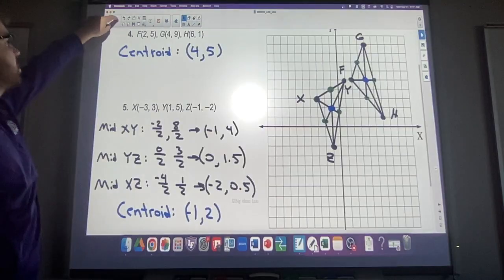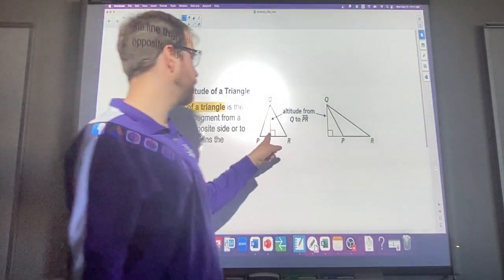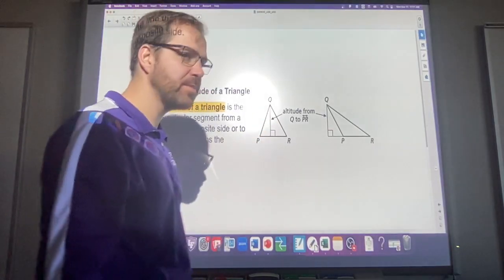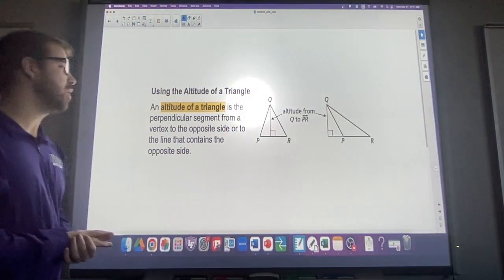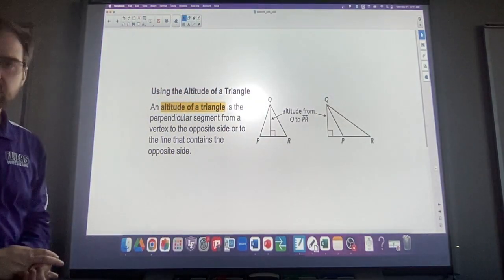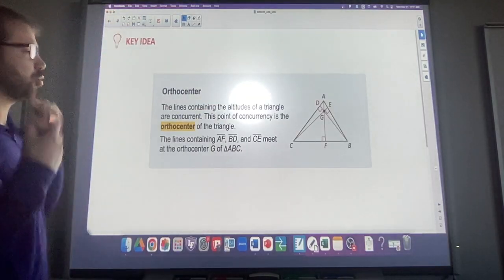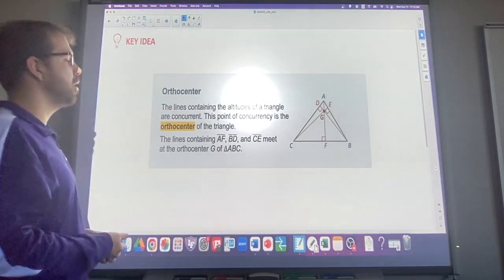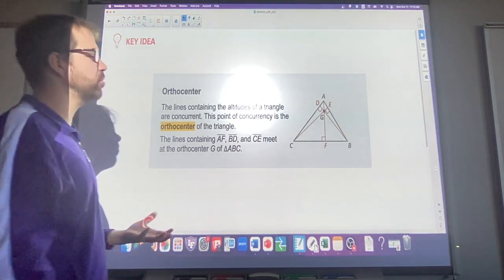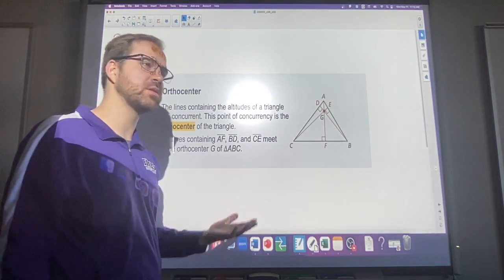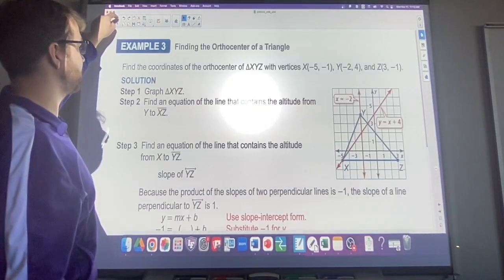Now, there is some other stuff in the textbook I need to talk about. The altitude. The altitude is just the perpendicular from a vertex to the other side. And it can be outside the triangle. You don't need to write this down because we are actually not going to do anything with the altitude. But I'll just tell you that that's what the altitude is if they talk about it. The orthocenter is where they meet. The properties of the orthocenter are not as useful as the other ones. So we're not really going to do anything with it, just for sake of time.